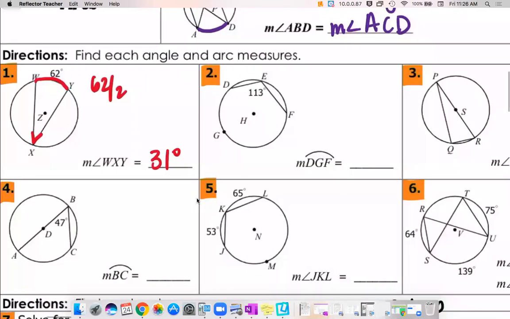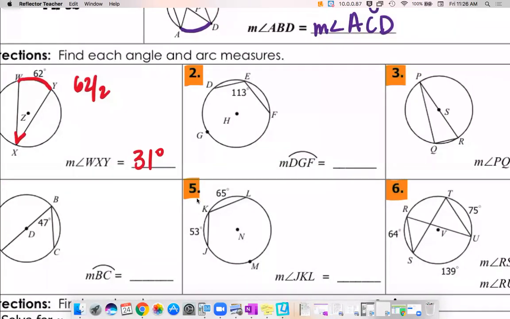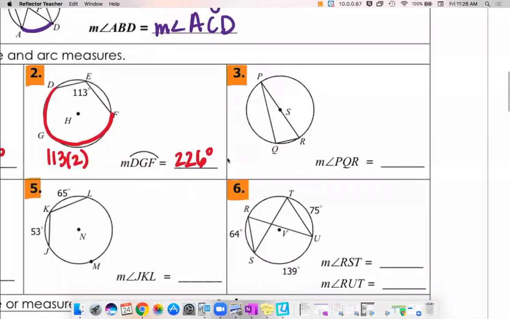Okay, so over here, they want you to find the measure of arc DGF. So in this one, you have your inscribed angle as 113. So to go backwards and get this arc, you just do 113 times 2, which would make this arc 226 degrees. Okay, this one, you see that this is a diameter. So that means that the intercepted arc over here is 180 degrees. So that means this angle has to be half, and it's a 90-degree angle. So angle PQR is 90 degrees.